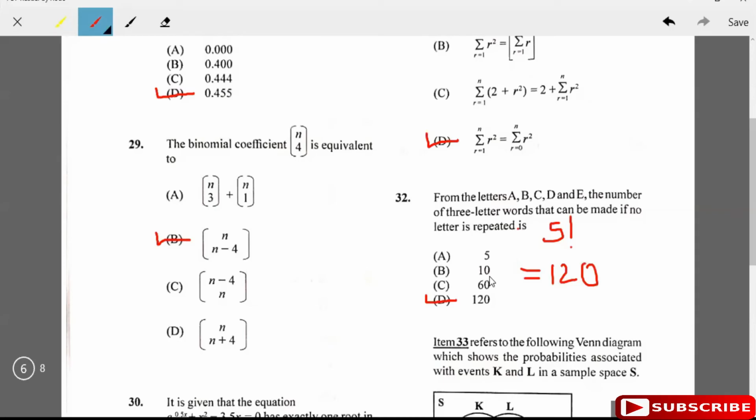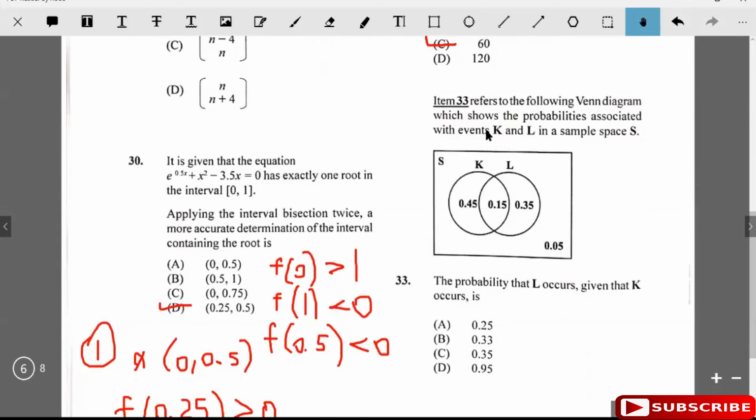Easy question. Yeah, but it said 3-letter words. Wait, it didn't say 5? No, sir, 3-letter words. Sorry about that. Don't jump the gun. It says a 3-letter word, so let's draw our boxes. 5 times 4 times 3. We can choose 5 letters here, then 4, then 3. 5 times 4 is 20. 20 times 3, that's 60. Yes, as it's a 3-letter word. Very good. Nice.